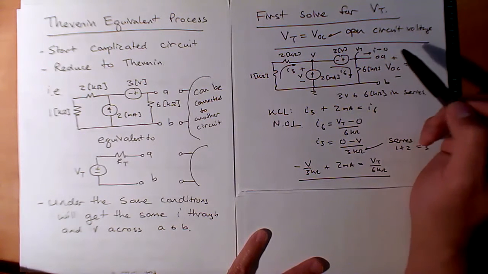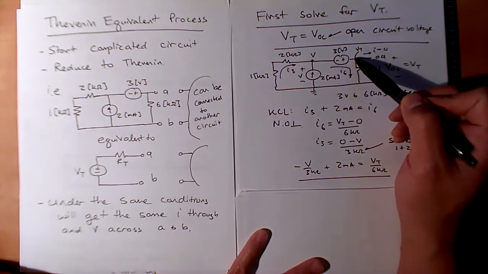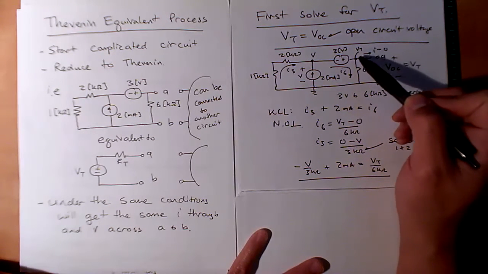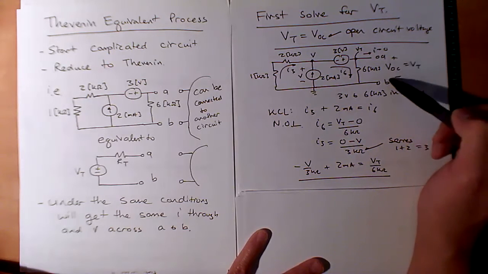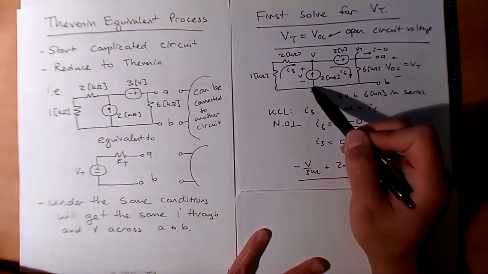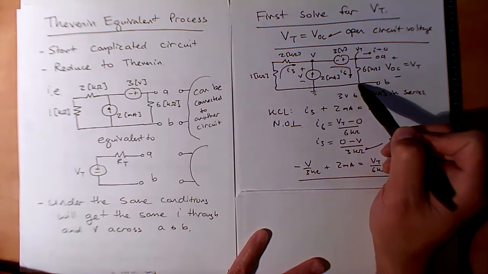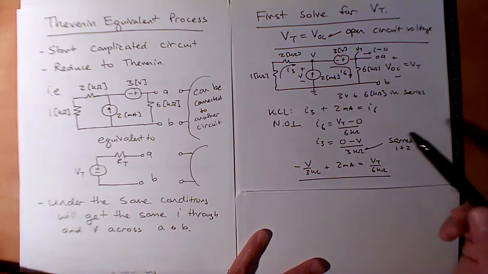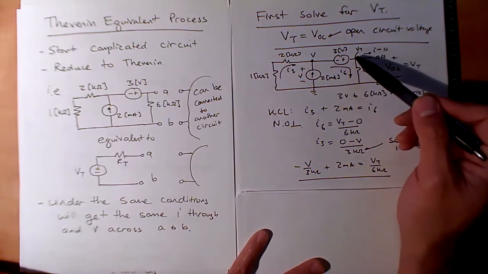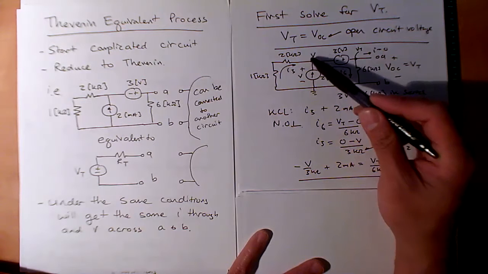Another thing to note is I called this node VT because this is the node voltage that corresponds to the same VT voltage or open circuit voltage from here to here, because look at my ground, it's over there. So that's also useful. So I'm really solving for this VT, which is equivalent to VOC. Okay, let's keep going. What is the relationship between this VT and V? If I can find that, I'm done.